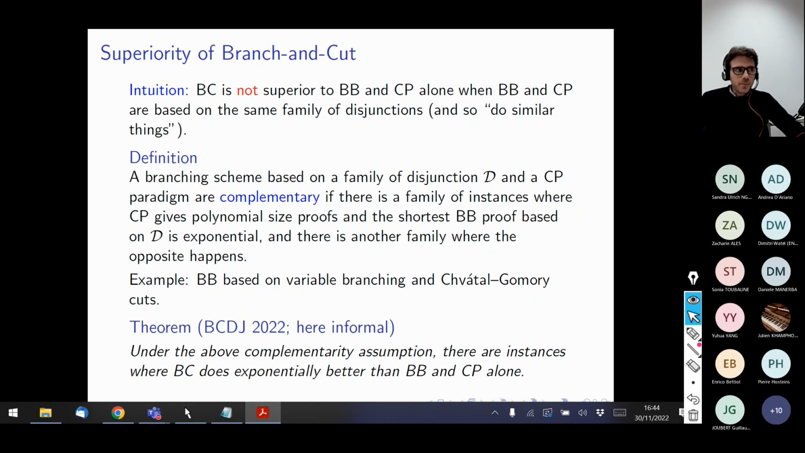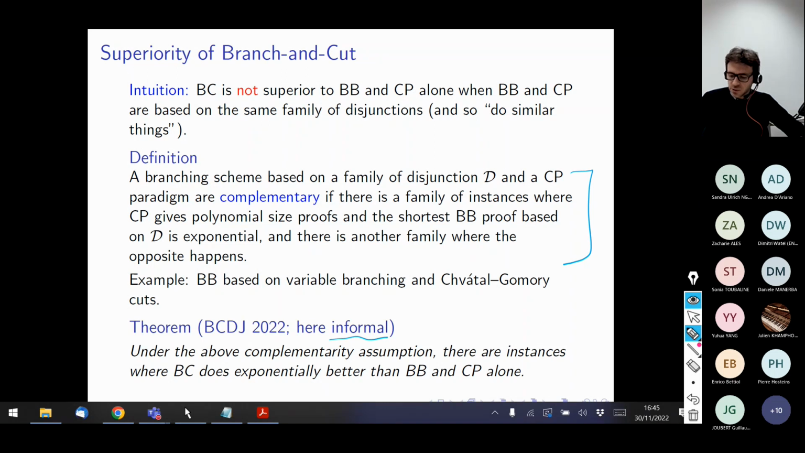So in a sense, what happens is that you can construct instances, obtained by pairing somehow the two families of instances, in which if you run branch and bound, it will take exponential time. If you run cutting plane, it will take exponential time. But if you run branch and cut, it will take polynomial time in the dimension.